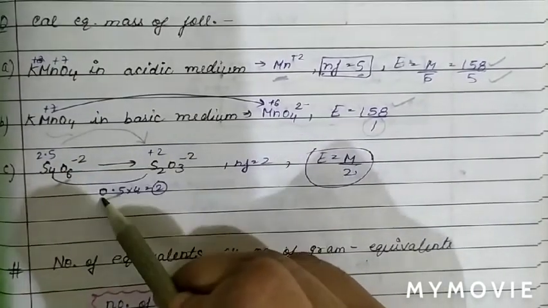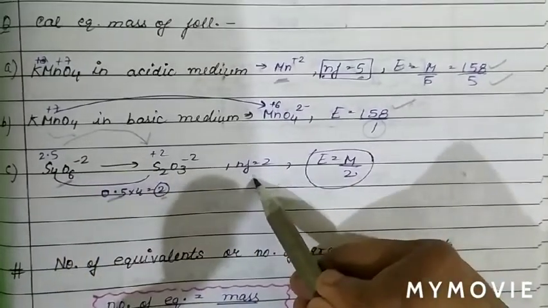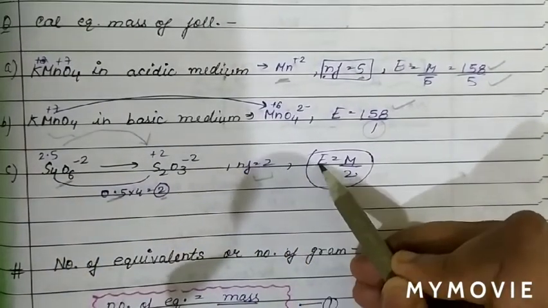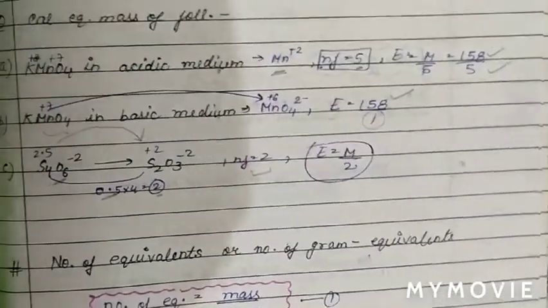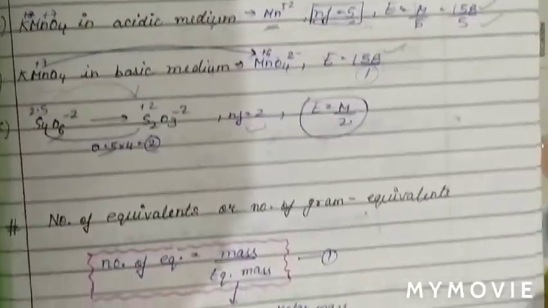How many atoms are there? Sulfur 4. So 0.5 into 4 equal to 2. N factor is 2. Now we can say equivalent mass is molar mass divided by 2. Now we will see what is number of equivalents or gram equivalents.